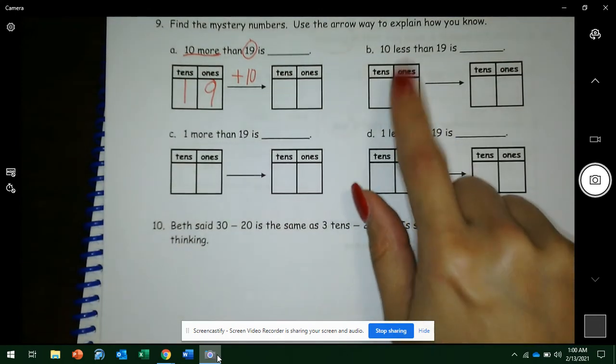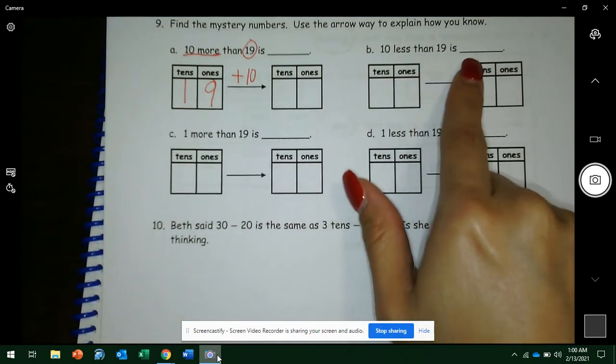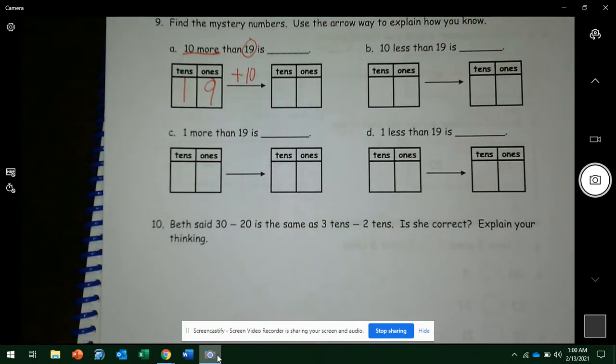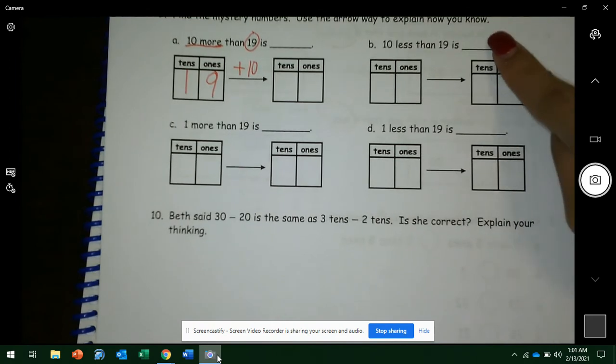For B, 10 less than 19 is. Think about it. What is your starting number? Get ready. Write it in the chart. What is your strategy? Get ready. Think about if you're going to plus or minus. And then write your answer on the second chart and on the blank.